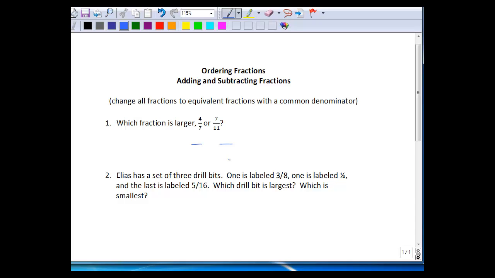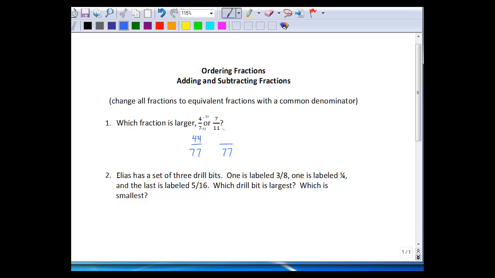So the common denominator of 7 and 11 is 77. So I'm going to rewrite each of these as 77ths. And then to rewrite 4/7 with a denominator of 77, I have to decide what do I multiply 7 by to turn it into 77. And the answer to that is 11. So I'm going to multiply this by 11 and this by 11. So that's going to be 44/77.